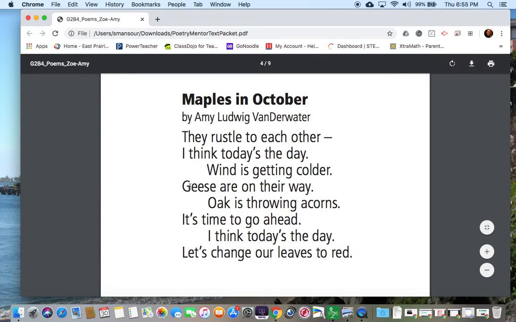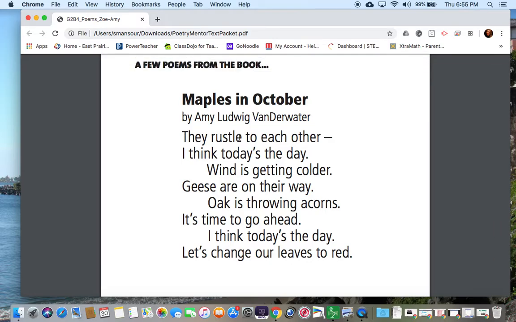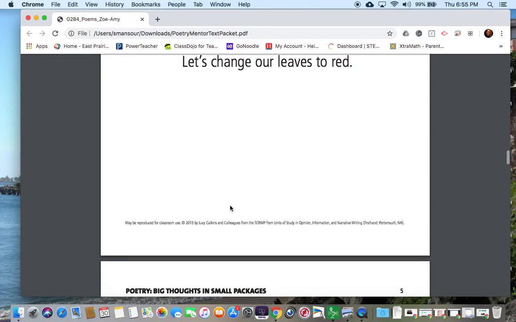So here, they're almost talking about they rustle to each other. Like you can imagine the trees are talking to each other, like people would talk to each other. And here, if you think about it, they're saying the oak is throwing acorns. You can almost imagine if the oak tree were to come alive and then it's actually like throwing the acorns on the ground. Okay.